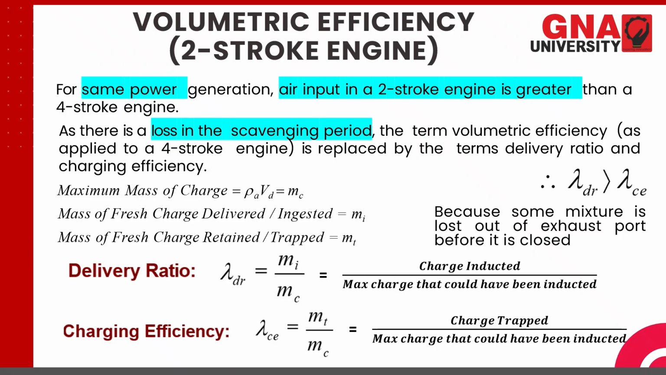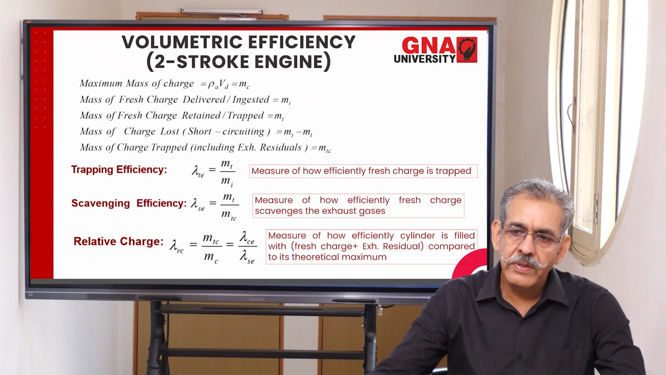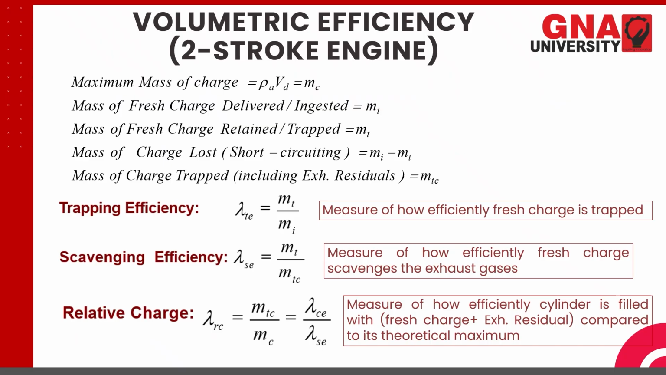Now, since some of the mixture is lost out of the exhaust port before it is closed, delivery ratio will always be greater than charging efficiency. Next parameter that we use in volumetric efficiency of two-stroke engine is the trapping efficiency. As the name suggests, it measures how efficiently fresh charge is trapped. So this is the amount of mass which is being trapped inside, that is MT, divided by total mass which is inducted. So MT upon MI gives you the trapping efficiency.